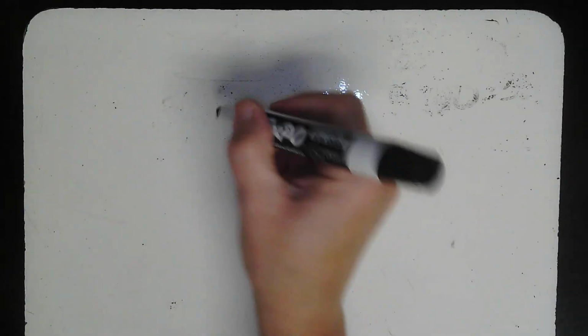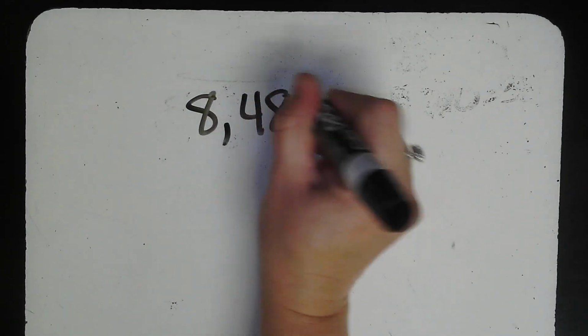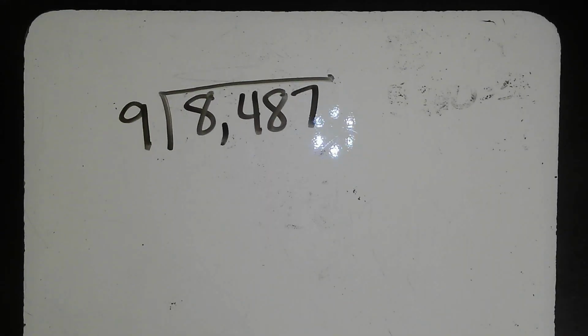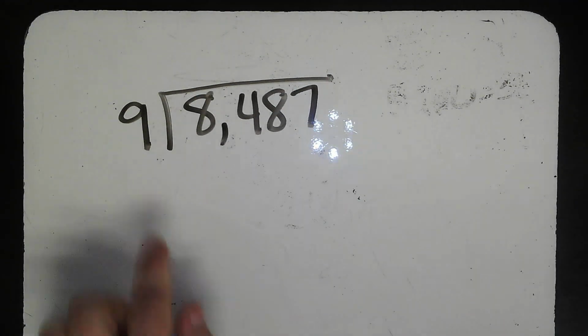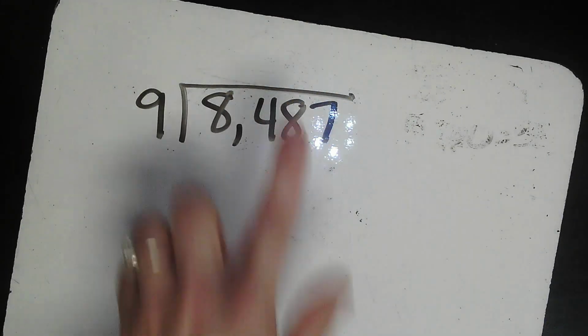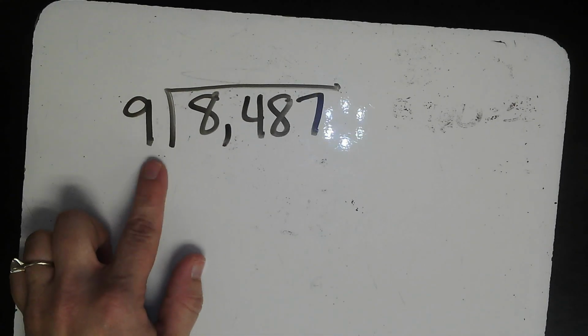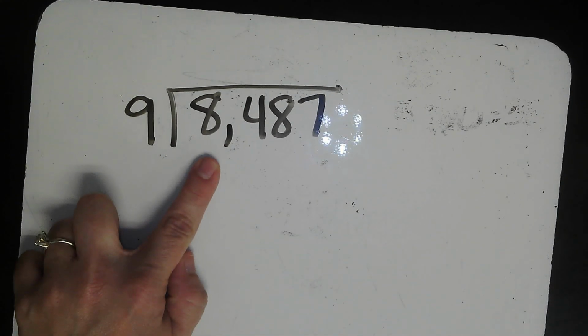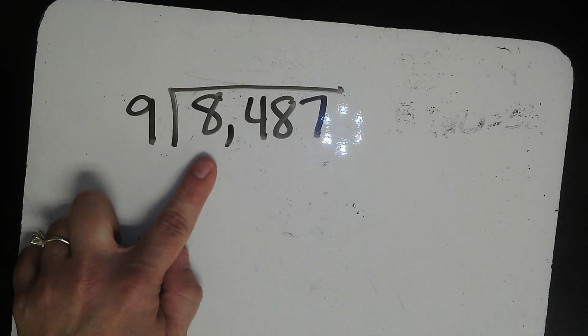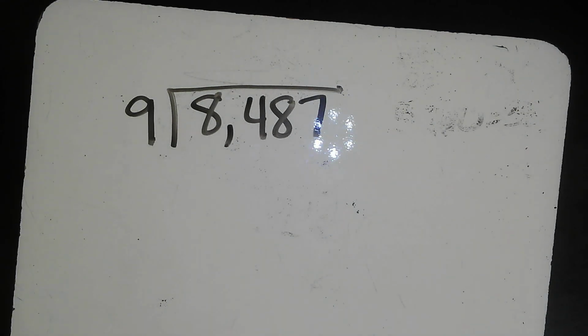Okay. So the dividend here is 8,487. And the divisor is what? 9. Okay. So using partial quotients, here is what we're going to do. We're going to first look and see how many 9s we can put into this entire number. Well, can we put 1,000 9s in? No. But we know that that's close, right? Because what is 9 times 1,000? 9,000.